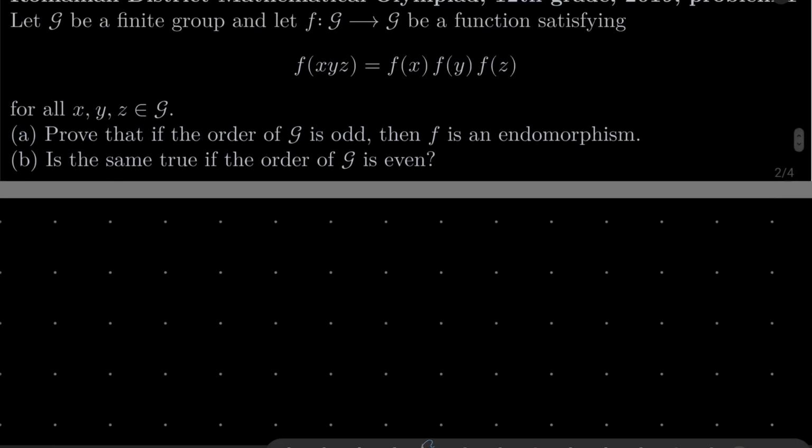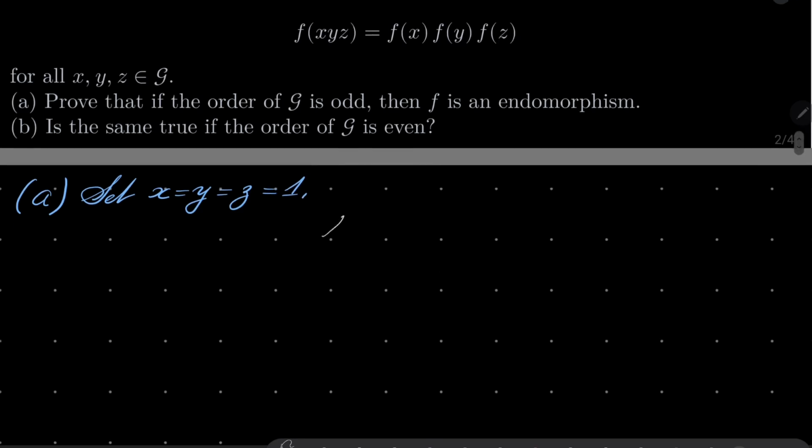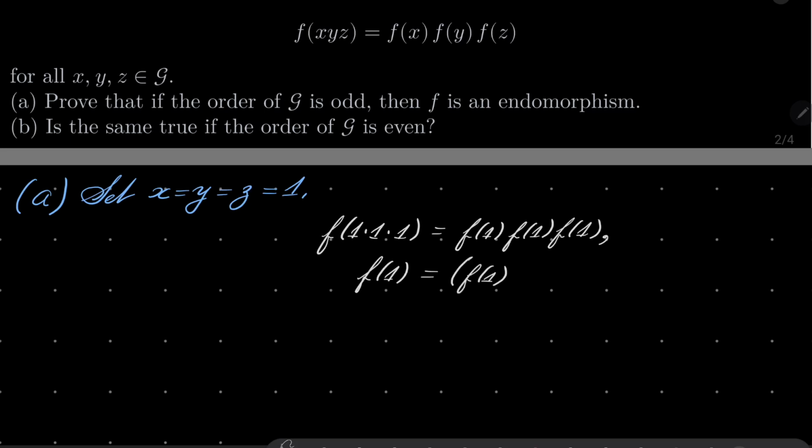Right, so yes, for part A, let's set x, y, and z to be 1. 1 means the neutral element of our group. What do we have? f(1·1·1) equals f(1)f(1)f(1). Very nice. But on the left hand side we have f(1), on the right hand side we have f(1) to the third power.